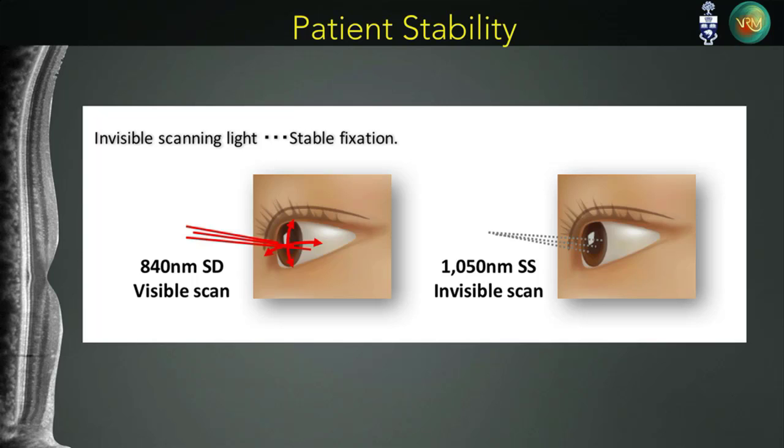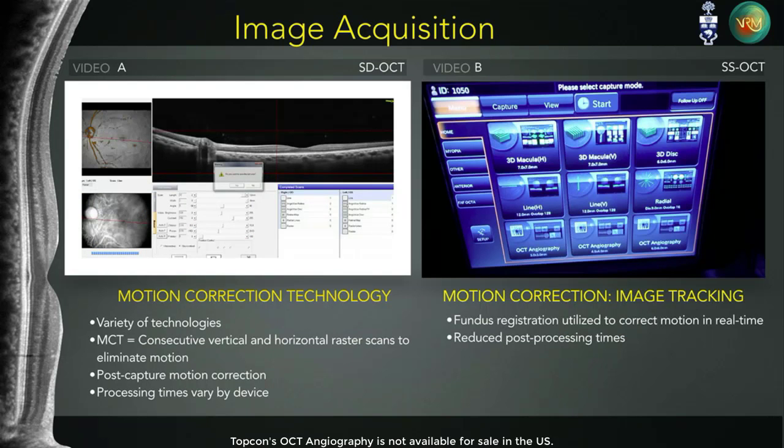A lot of the work that we do, we can only get images from patients that are cooperative. If you're not cooperative, the images are going to be bad no matter what device you have. So having a device that's in the invisible spectrum allows us to get even better quality images from the worst possible patients. So this is a side-by-side example of what we're seeing in our practice of a spectral domain device versus the Topcon Triton.